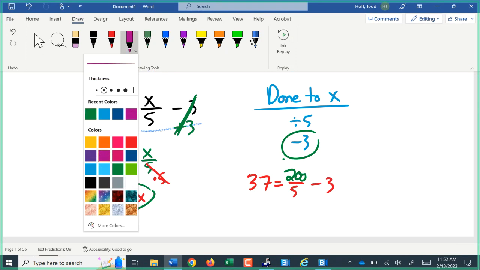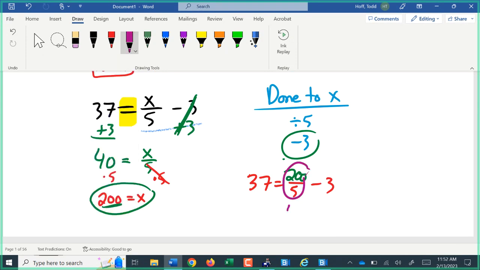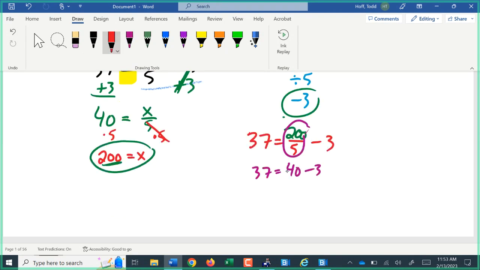And now we do our order of operations. Well, first we divide. 200 divided by 5 is 40. 37 equals 40 minus 3. And 40 minus 3 is 37. So we do get the same value on both sides. So that tells us that 200 equals x is a solution to that equation.